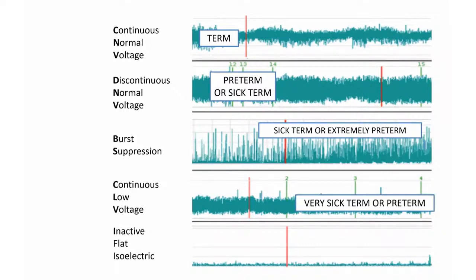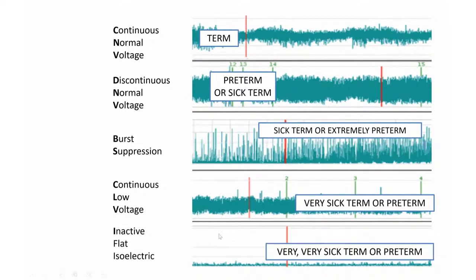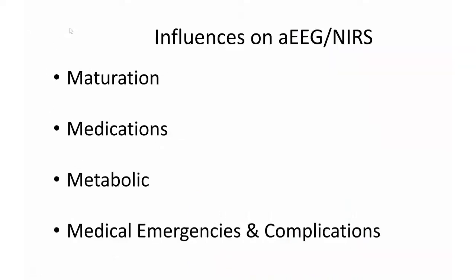Low voltage is never normal, no matter how old you are. That's our very sick term babies or our very sick preterm babies. And then when you have inactive or flat tracings, these are for very sick term or preterm babies. So I like to always make things simple. And so I like to think about the influences on the aEEG pattern, and for today, we're focusing on aEEG. And so we can think about these 4 M's: maturation, medication, metabolic, and medical emergencies.